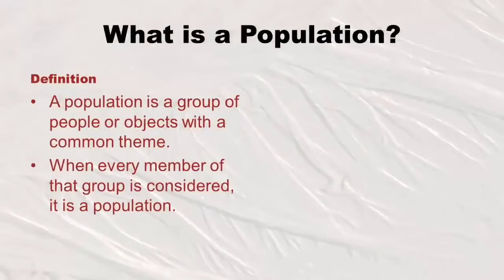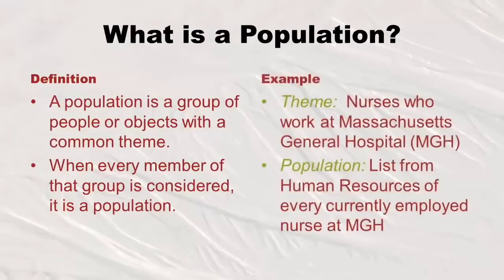Again, another case where you just have a normal old word, but it has a special meaning in statistics. Well, it's a group of people or objects with a common theme. And when every member of that group is considered, that is the population, right? So here's just one example. The theme would be like nurses who work at Massachusetts General Hospital. So the population then, if that was your theme, would be the list from human resources of every nurse currently employed at MGH.